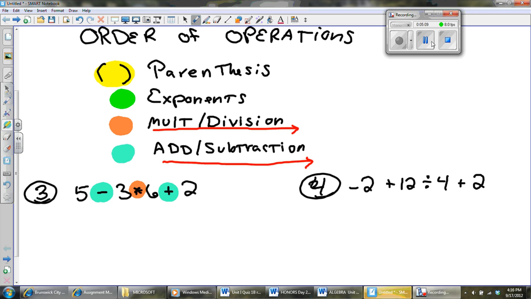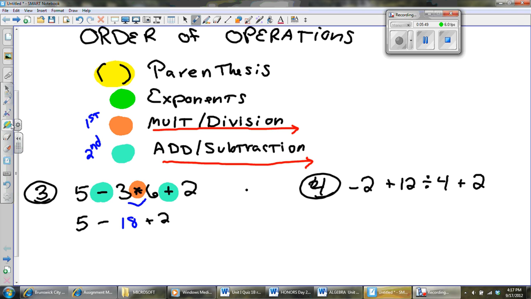Okay, because I have more than one step in the order of operations, I will work downward. I will go, no parentheses, no exponents. I will do multiplication and division first. Once I've done all of that, then I will do the addition and subtraction second, and I will go left to right. So the 5, nothing will happen with just yet. Bring down the negative. Now I will do 3 times 6, which is 18, and then I will add the 2.